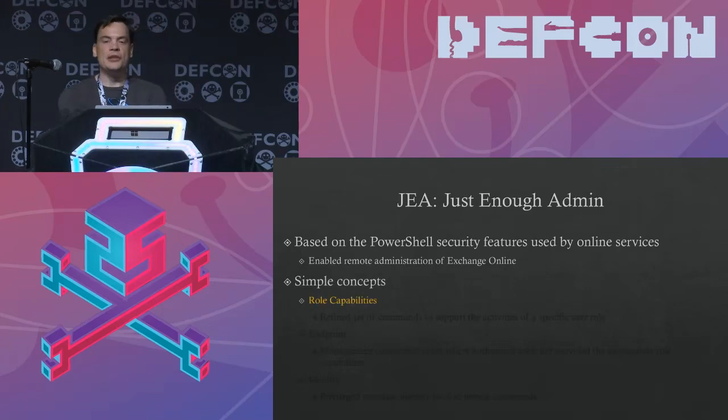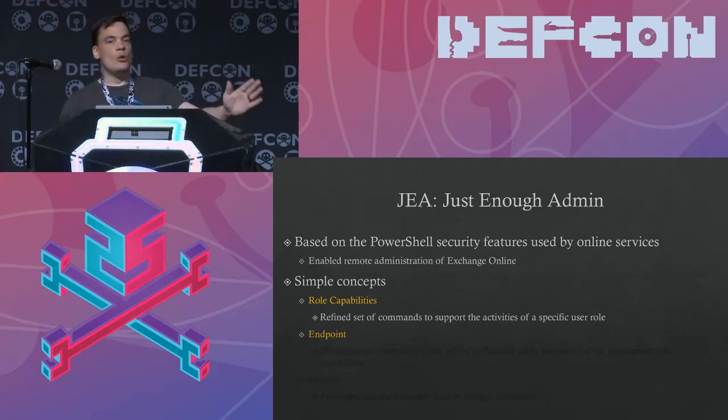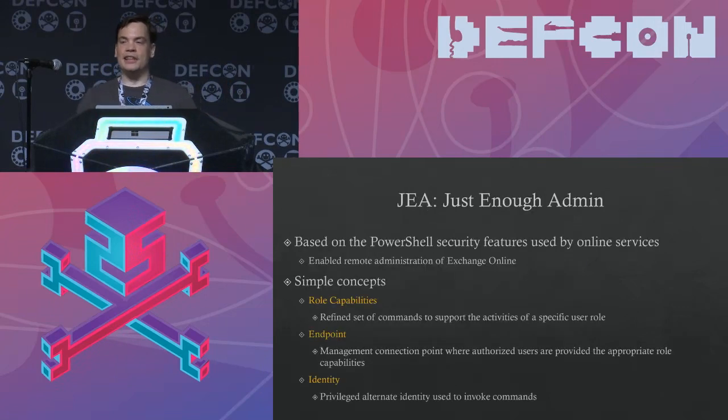It's based on three simple concepts. One is role capabilities. This is making sure and defining what people are allowed to do when they connect. Then there's the endpoint, which is the configuration that happens when they connect to the machine itself. And then you've got the identity. This is when they connect, what is the identity that runs the commands that this person is running? So these three things together are what lets you lock down a machine like crazy.